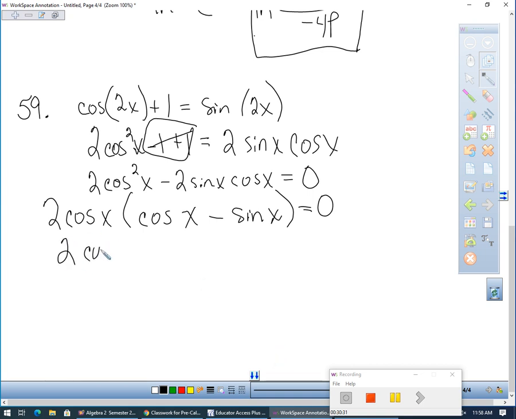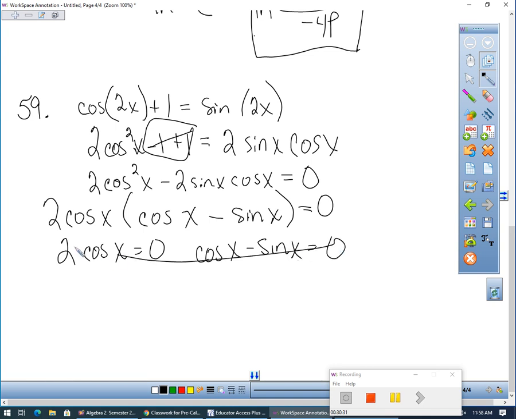2 cosine x equals 0, and cosine x minus sine x equals 0. For this one, we're going to divide by 2. We just need to know, where does cosine x equal 0? Well, that's easy. That's at the top and the bottom of the unit circle. So pi over 2 and 3 pi over 2.